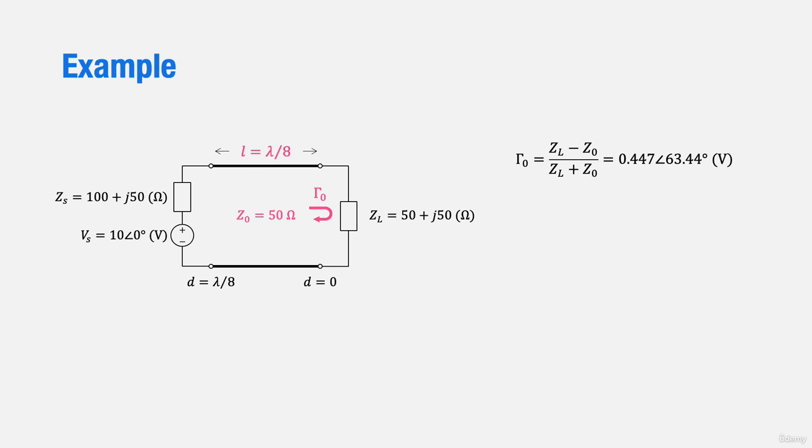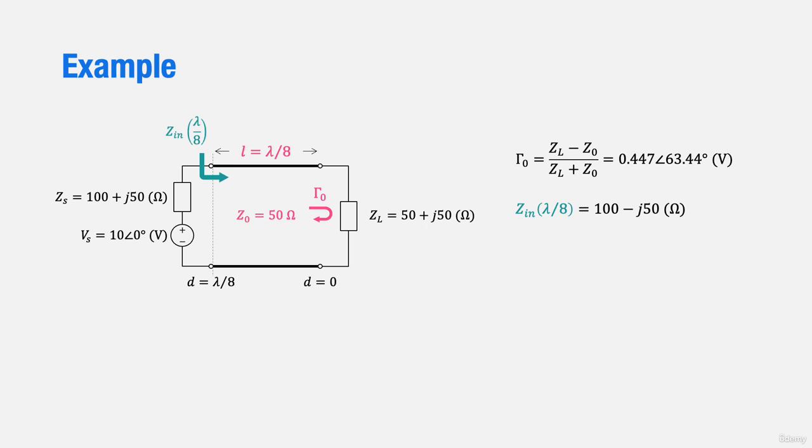Once we have gamma 0, we can find the input impedance Zin, which is the impedance seen from the left side of the line to the right. Given that d is 1/8 wavelength, using this value, we can determine that Zin equals 100 minus j50 ohm.